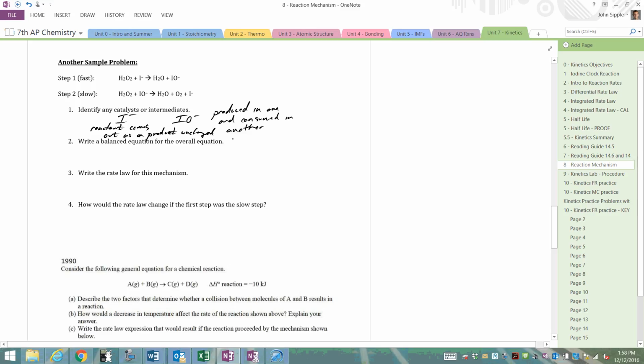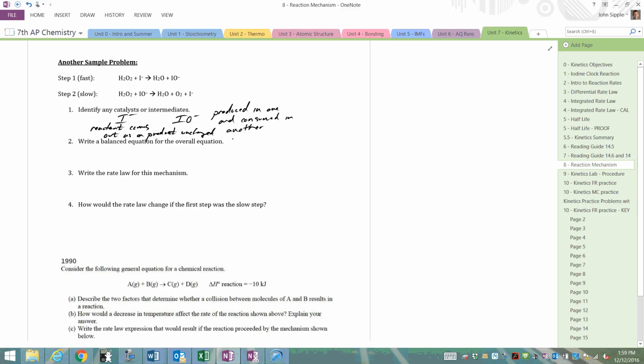Doesn't matter what happens to it in between, just as long as it goes in as a reactant and comes out as a product, and see how they're identical. Okay, good. So that would be an example of a catalyst. Any questions about that? A catalyst is not produced or consumed by one of the reactions. The intermediate is produced by one of the reactions and consumed by another.